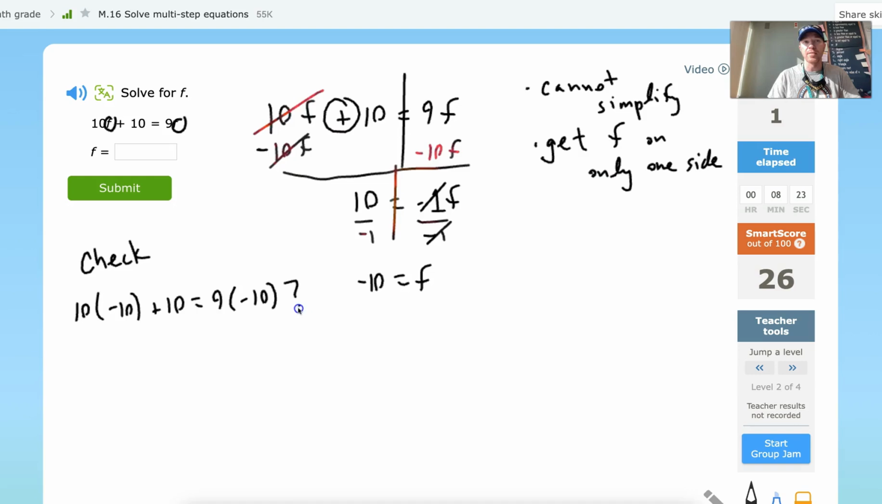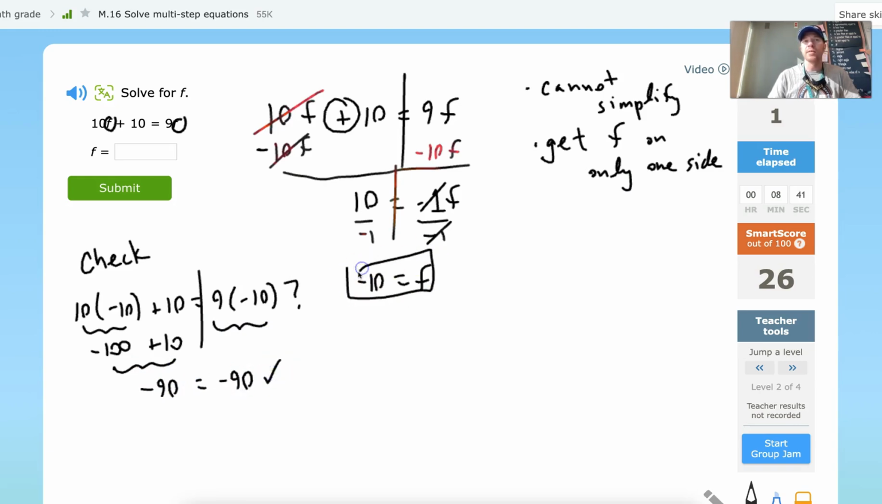So is this true? Well, if I do my operations, I don't have to cancel when I check. I'm just doing the operations. 10 times negative 10 is negative 100. Plus 10, that comes out to negative 90. On the right side, 9 times negative 10, yeah, that's negative 90. So that seems like a good answer. Negative 10 equals F.